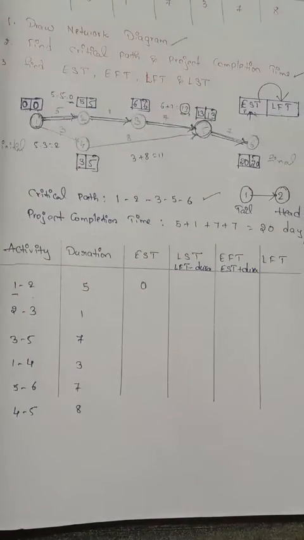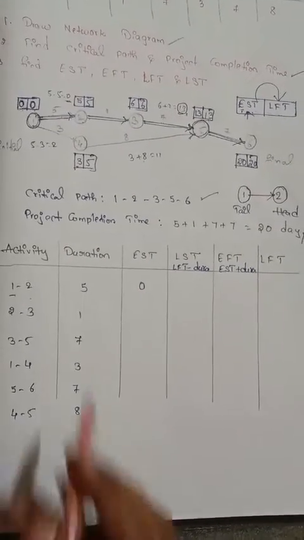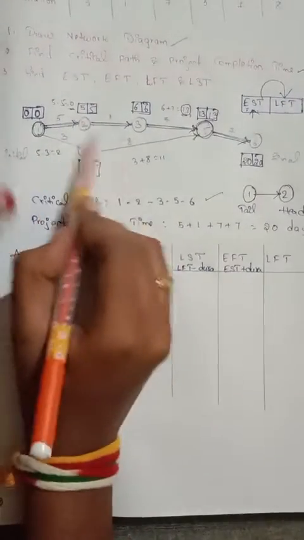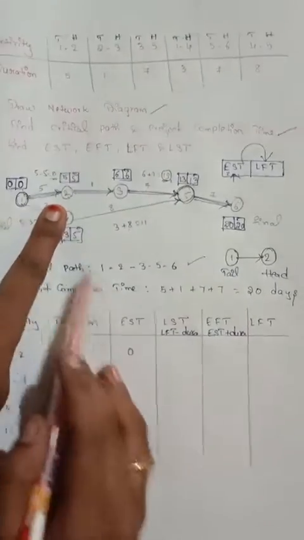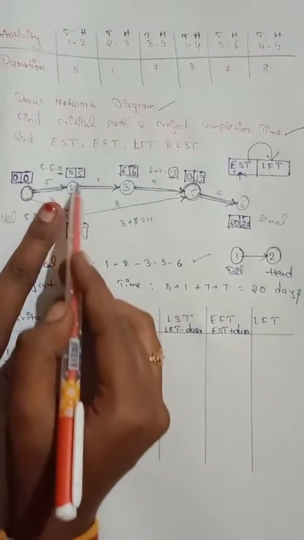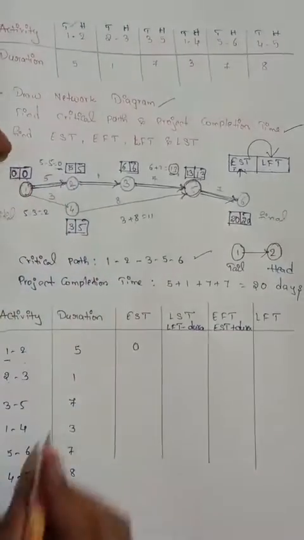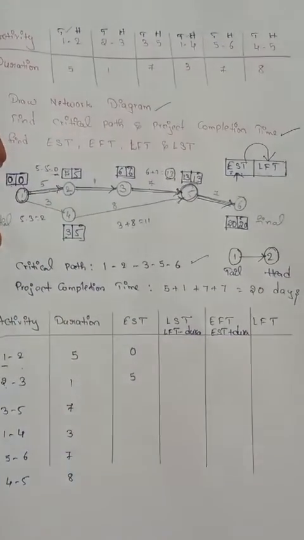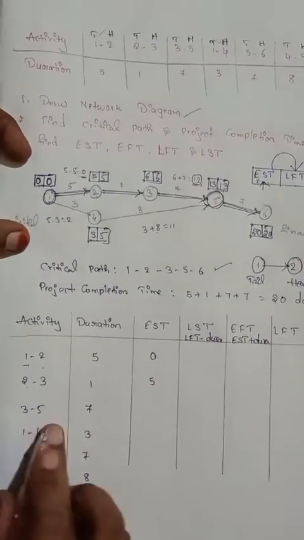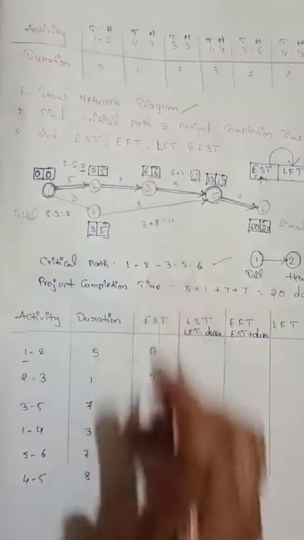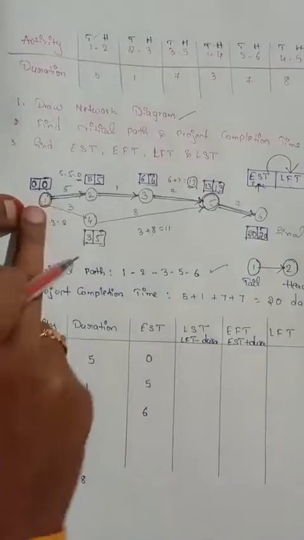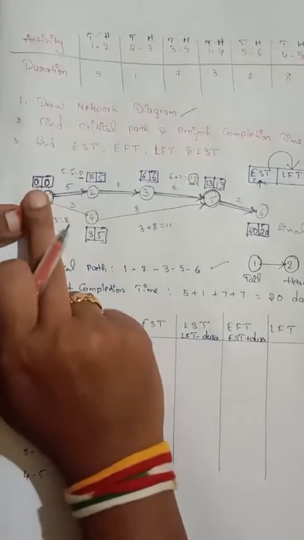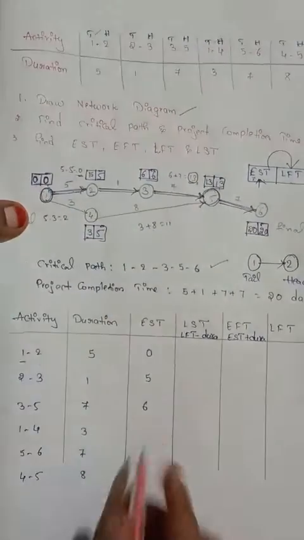Then from 2 to 3, what is the tile value, guys? Already I told it here. From 2 to 3, 2 is the tile. For the tile, what's the EST value we have? 5. Write it here, 5. Then for 3 to 5, 3 is the tile and the EST value is 6. And for 1 to 4, the tile value is 1 and the EST for the tile is 0.